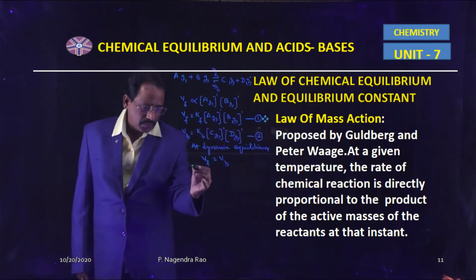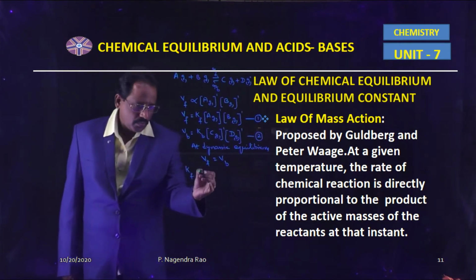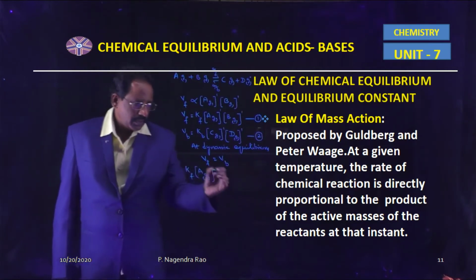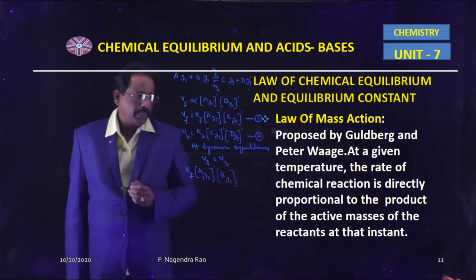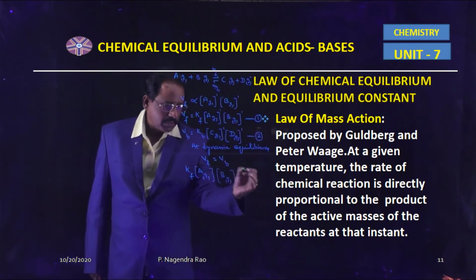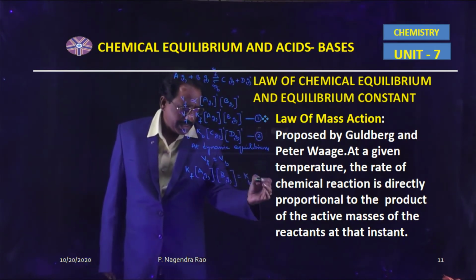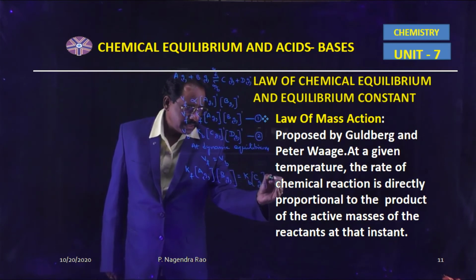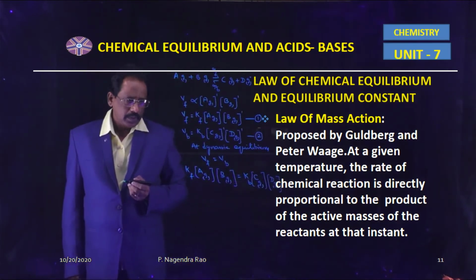Now by equating these two, Kf into active mass of A and active mass of B is equal to Kb into active mass of C into active mass of D, by equating these two.